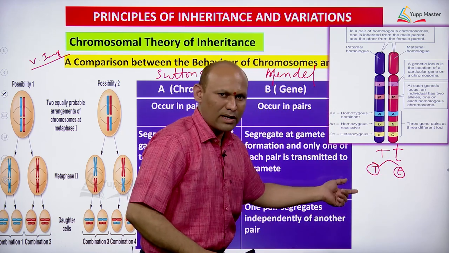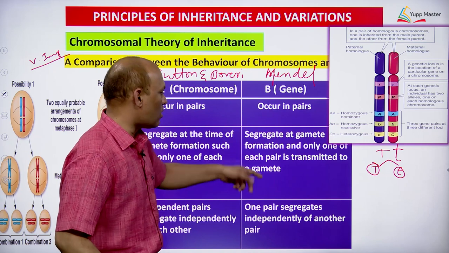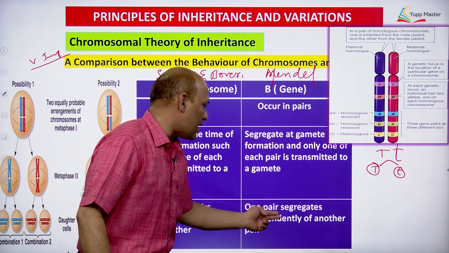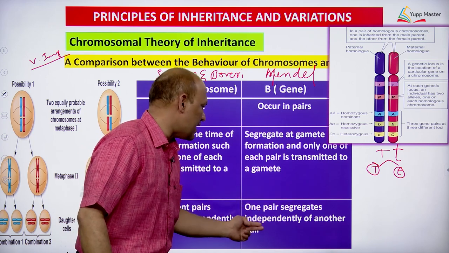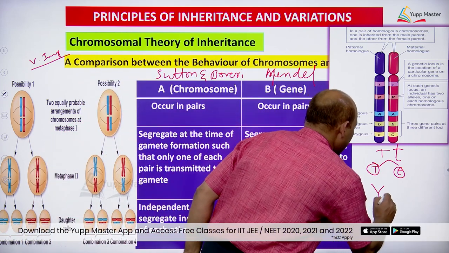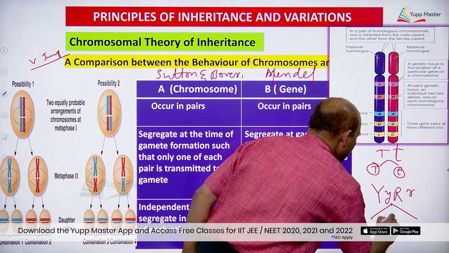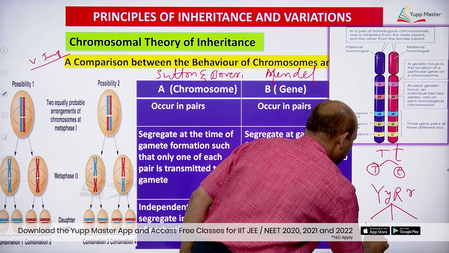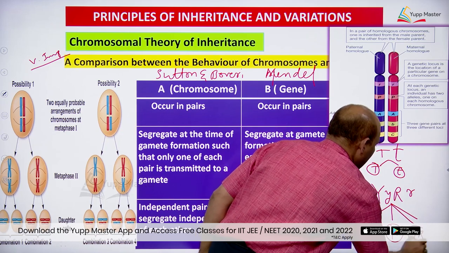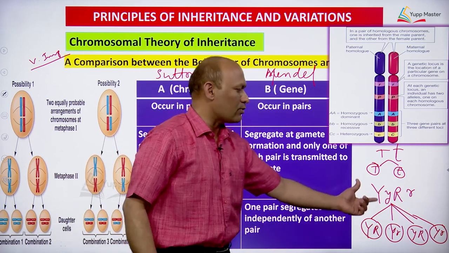Capital T moves into one gamete, and small t moves into the other. Capital T moves into 50% of gametes, as I have shown there. Again, you see, dear students, one pair of genes, or factors, segregates independently of another pair. So let me make you understand, you have seen capital Y, small y, capital R, small r. During gamete formation, what happens? Capital Y capital R, capital Y small r, small y capital R, then small y small r. So this is the justification for this statement, so that you can clearly understand.